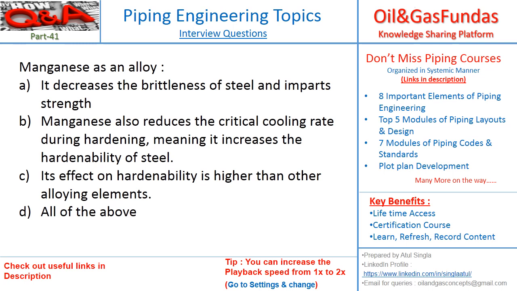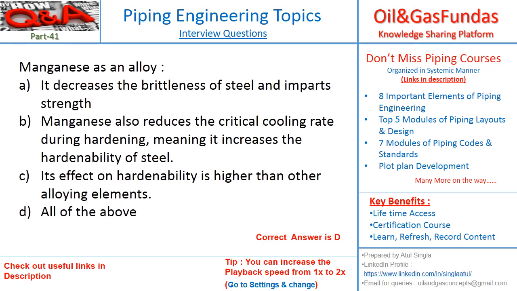Manganese as an alloy decreases the brittleness of steel and imparts strength. Manganese also reduces the critical cooling rate during hardening, meaning it increases the hardenability of steel. Its effect on hardenability is higher than other alloying elements. Or all of the above. Okay, the correct answer is D.